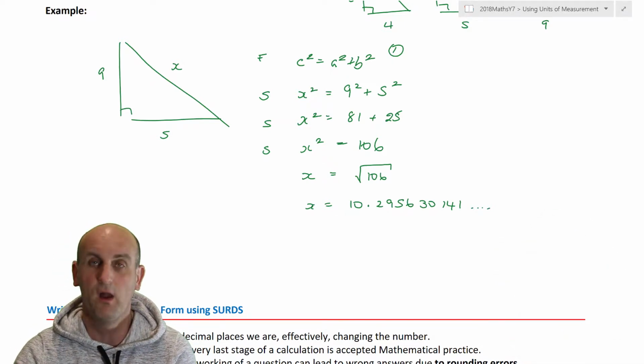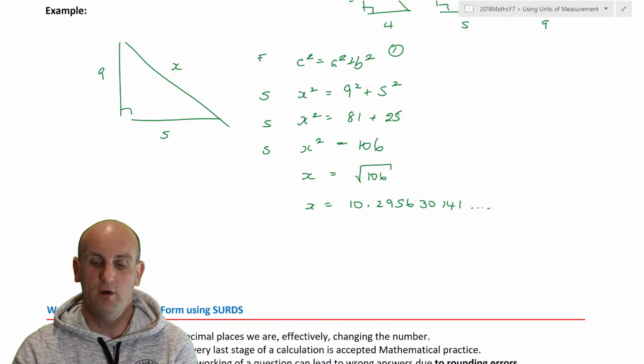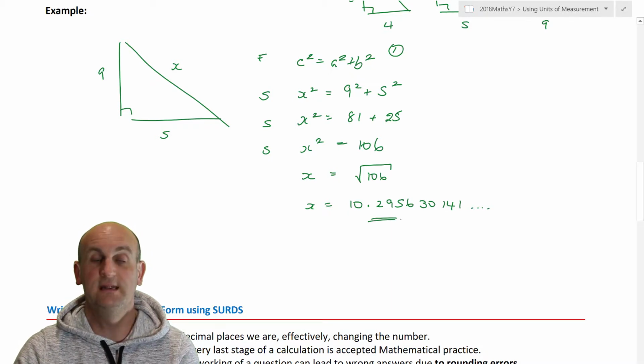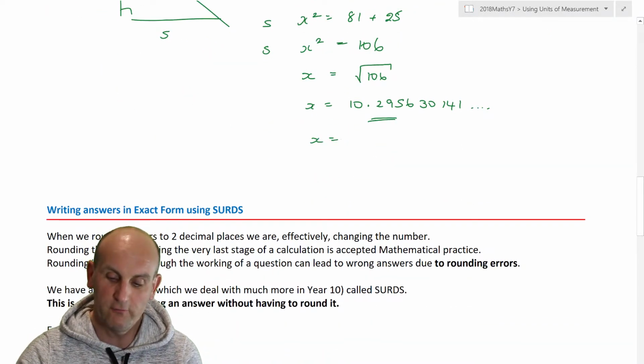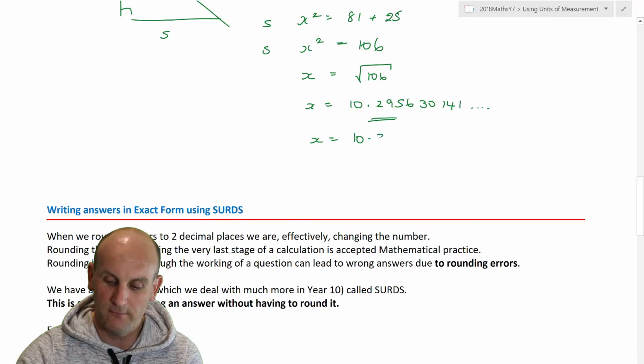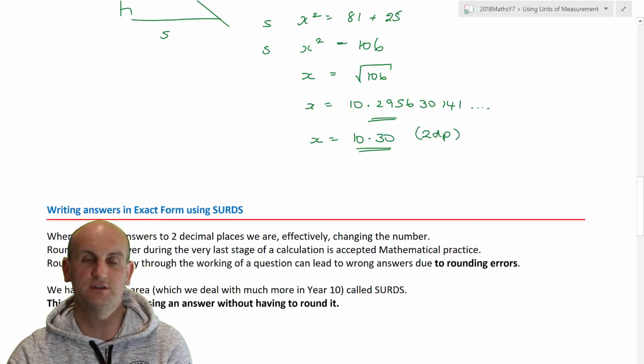I think he's awesome. Now the problem is we're not going to want to write this number over and over again. It is too long. So we could round to 2 decimal places. We've done that probably before in our course. So rounding to 2 decimal places gives me 10.30. And I'm going to write 2dp in brackets just so everyone knows I've rounded it.